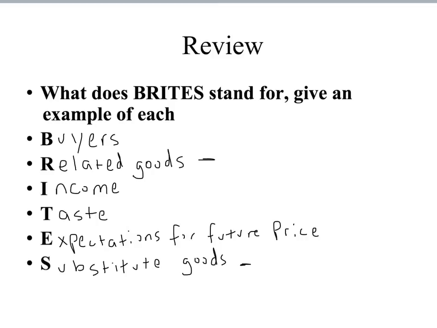I feel the need to separate them out because related goods have an inverse relationship. An increase in the price of one good means a decrease in demand for the other, and so that's inverse. While a substitute good, if the price of one good like Coke goes up, then the demand for Pepsi goes up with it.